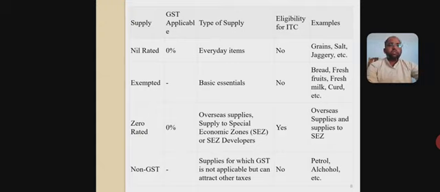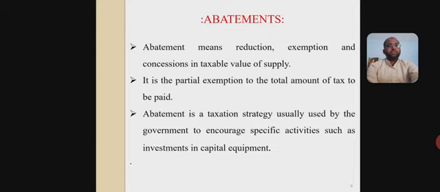supplies. Then non-GST, there is no GST applicable here. Supplies for which GST is not applicable but can attract other taxes here. Eligibility for ITC: no. Examples: petrol, alcohol, electricity, etc. Then the next one is abatements.